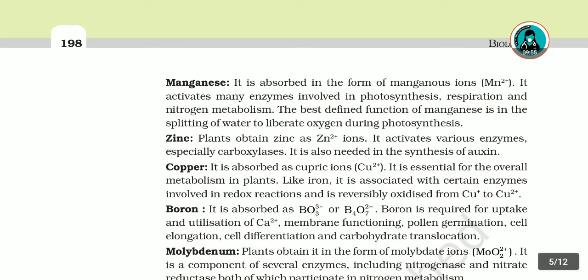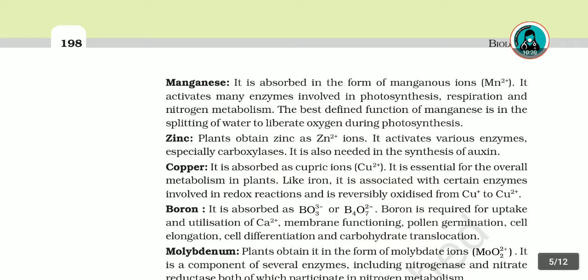Manganese. It is absorbed in the form of manganese ions Mn2+. It activates many enzymes involved in photosynthesis, respiration, and nitrogen metabolism. The best defined function of manganese is the splitting of water to liberate oxygen during photosynthesis. Zinc. Plants obtain zinc as Zn2+ ions. It activates various enzymes, especially carboxylases. It is also needed in the synthesis of auxin.